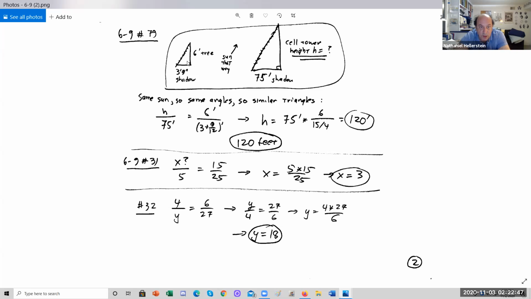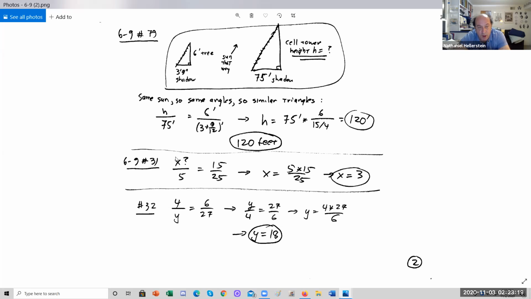So assuming that these are in proportion, then little h is to 75 as 6 feet is to 3 feet 9 inches. H is to 75 as 6 is to 3 and 9/12. Well, okay, we can rewrite this as 15/4. So transpose the 75, and get h equals 75 times 6 over 15/4. After a bit of arithmetic, it's 120 feet. So that's how tall the cell tower is.